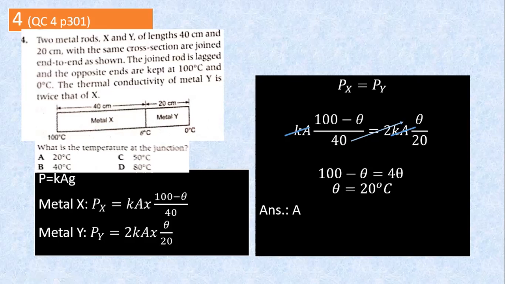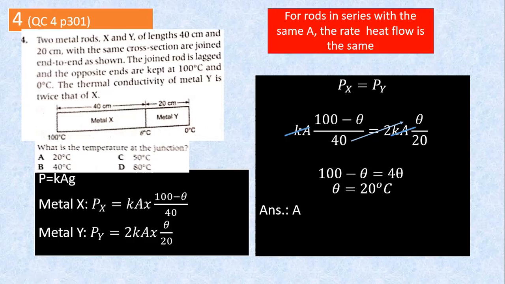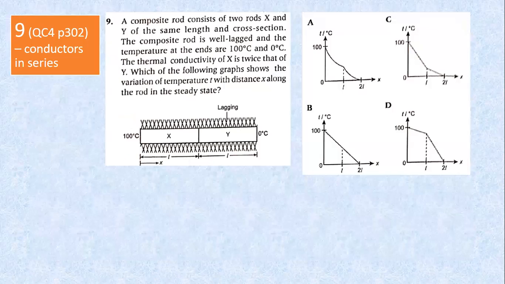But the metal Y part, I don't get it. Why do you do theta over 20? This one is for Y. This is your Y, theta minus 0. Okay, now it makes sense. For rods in series, the rate of flow is the same. You should be able to tell me the answer for this one.